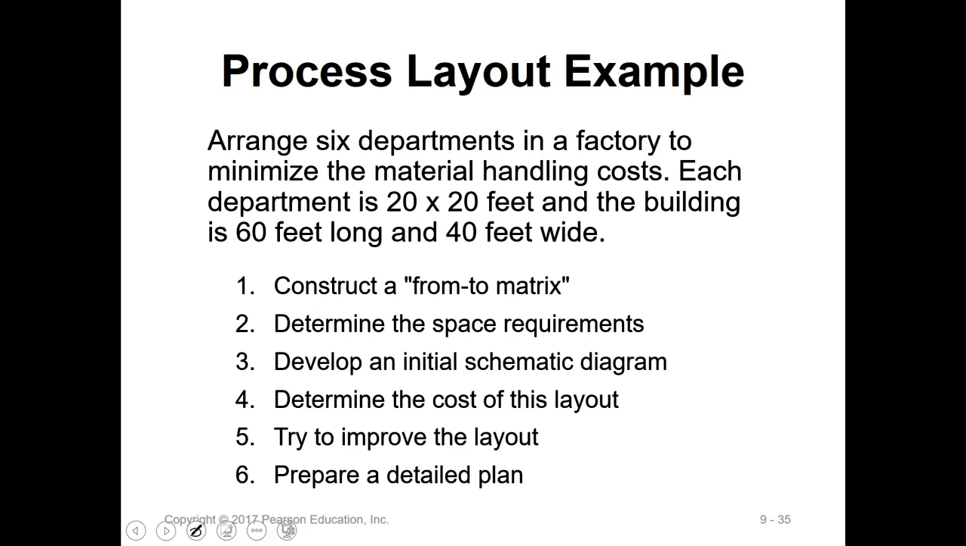What is the best strategy? The procedure we talked about last time is first we want to construct a from-to matrix. From-to is from A to B to C to D, or from B to C to D, or from C to D. So this is the from-to matrix, and determine the space requirement, and then we want to draw the initial schematic diagram to see what is the load between A, B, and C.